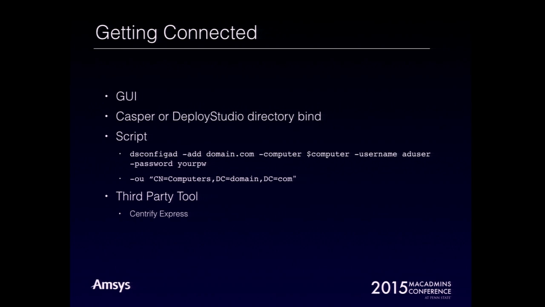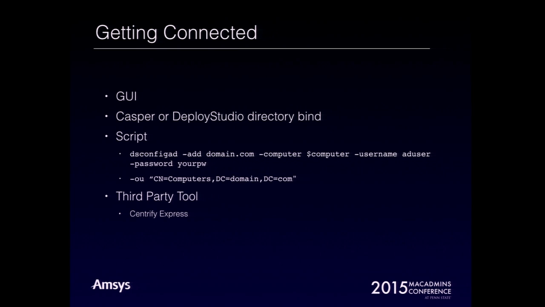If we have a choice, we'll use the built-in tool, so either Casper or Deploy Studio. Casper's got an option to just bind the Mac to Active Directory, and we'll generally use that, partly because then it's a bit more secure. If you have a payload-free package with a script inside it that joins Active Directory, that's typically going to have a password in there. I know it could be a flat package, but there's always ways of opening them and seeing what's inside. So if we can, we'll just use the tools that are available.